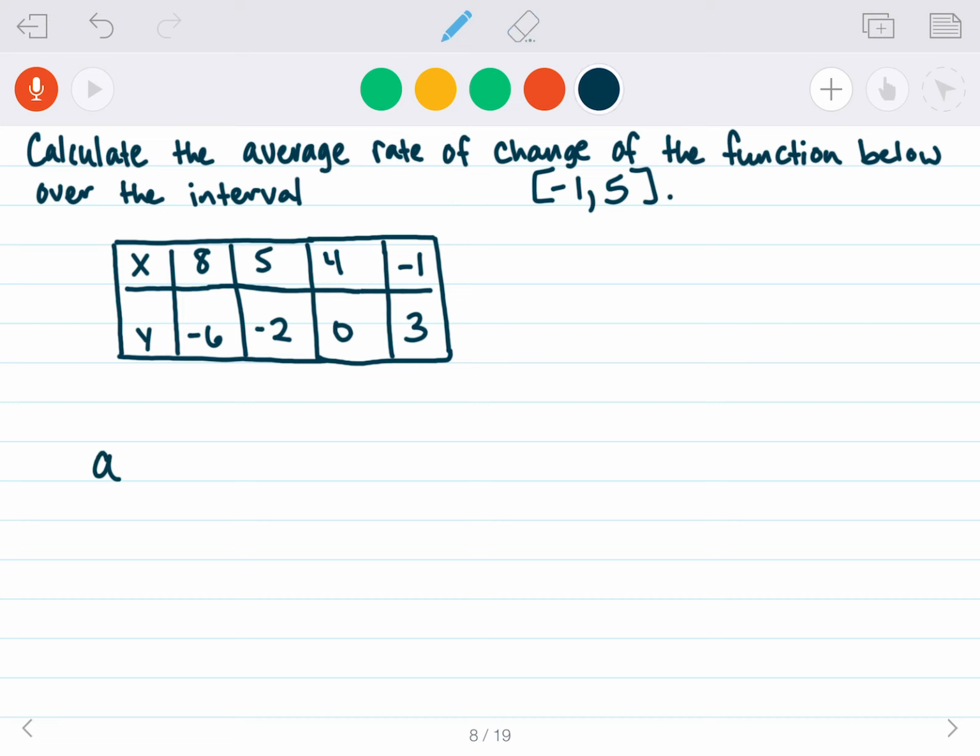So our average rate of change, we have f of b minus f of a divided by b minus a. And on top we get 60, on bottom we get 4. If we simplify this, we get 15. 60 divided by 4 is 15, and that's our answer.